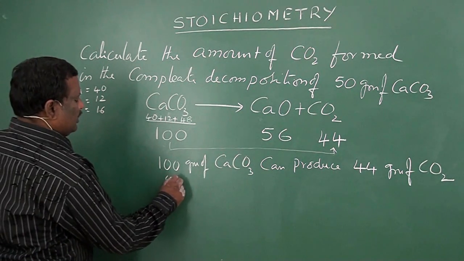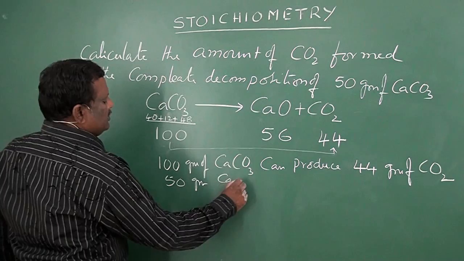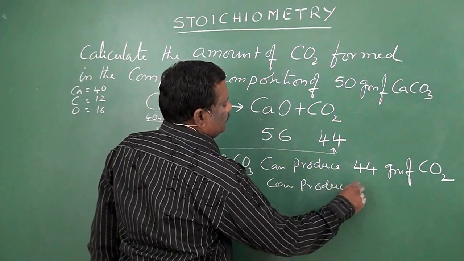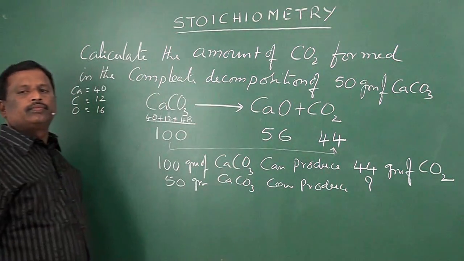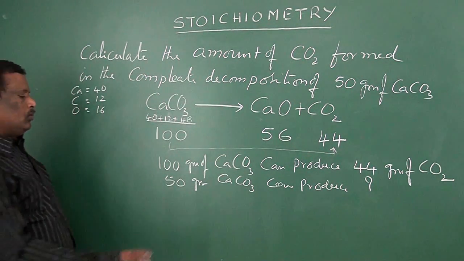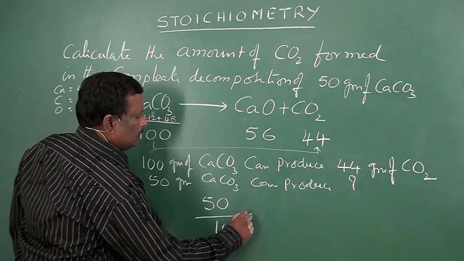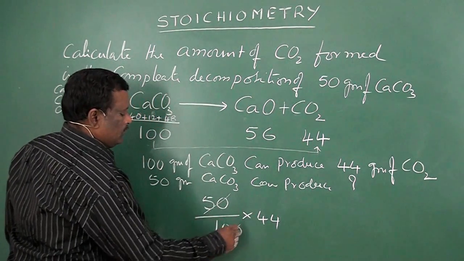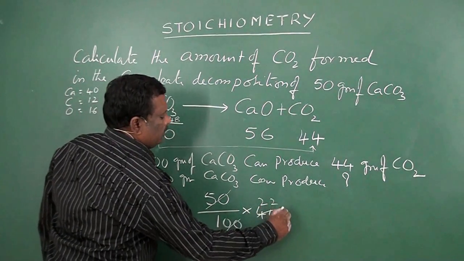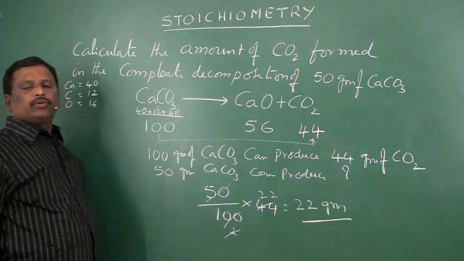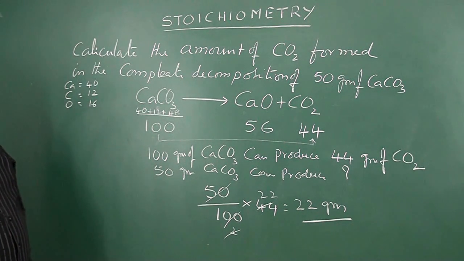Then 50 grams of CaCO3 can produce how many grams of CO2? So 50 by 100 into 44, 2 times 22. So 22 grams of CO2 is produced. From 50 grams of CaCO3, you will get 22 grams of CO2.